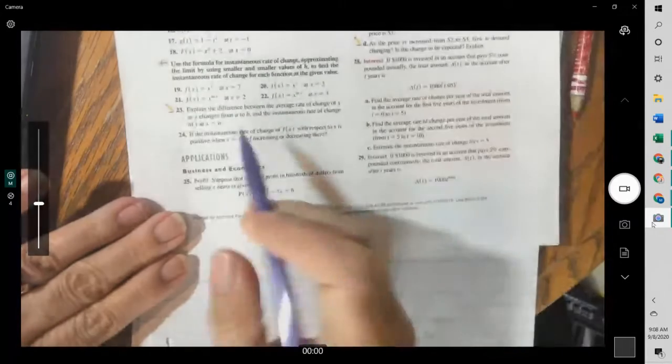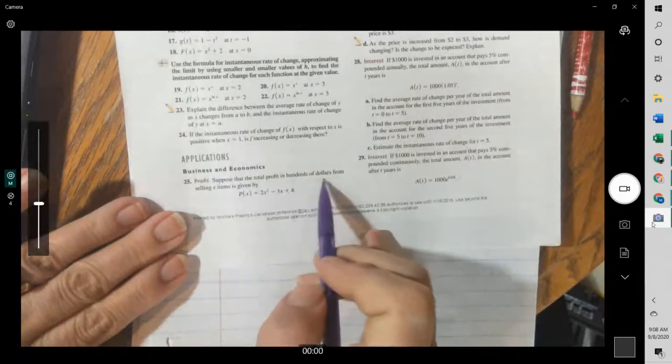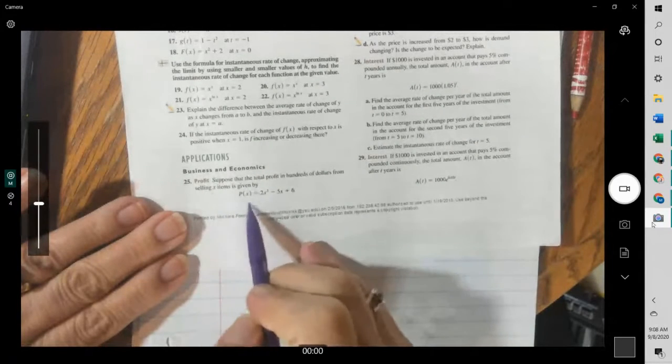Let's try a story problem. Number 25. All right, profit. Suppose that the total profit, in hundreds of dollars, from selling x units, is given by this. So let's write that down first. 2x squared minus 5x plus 6.